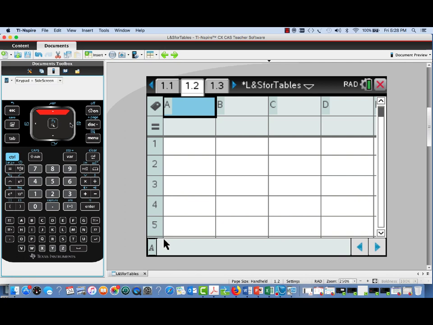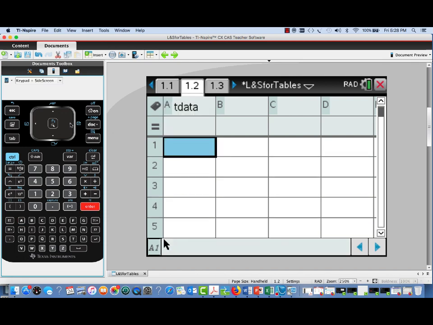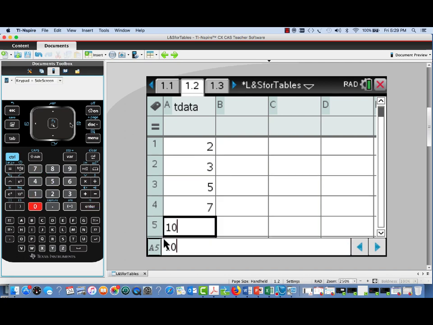Now, I've gone to a Lists and Spreadsheets page, and I'm going to enter the data that was given in the problem. For column A, I'm labeling that T data for time data. And the data that was given to us in the problem was the time in years at which the height of a tree was recorded. Those times were at 2, 3, 5, 7, and 10.